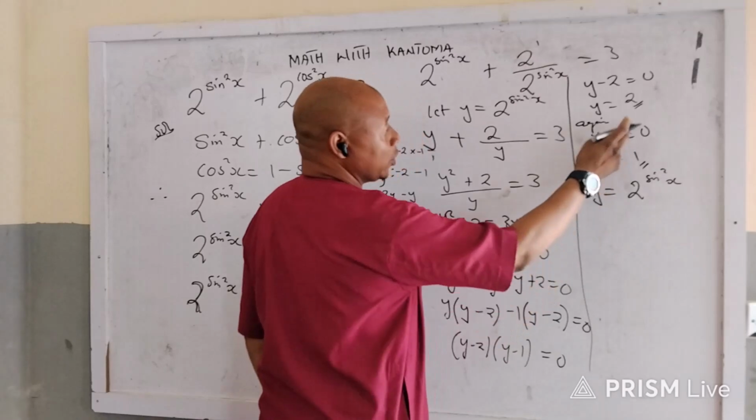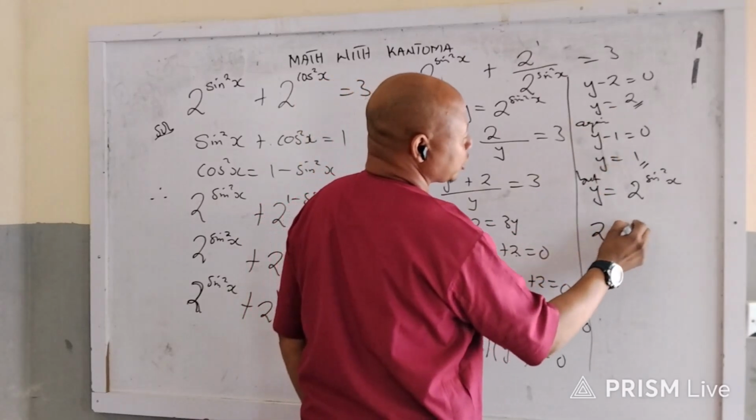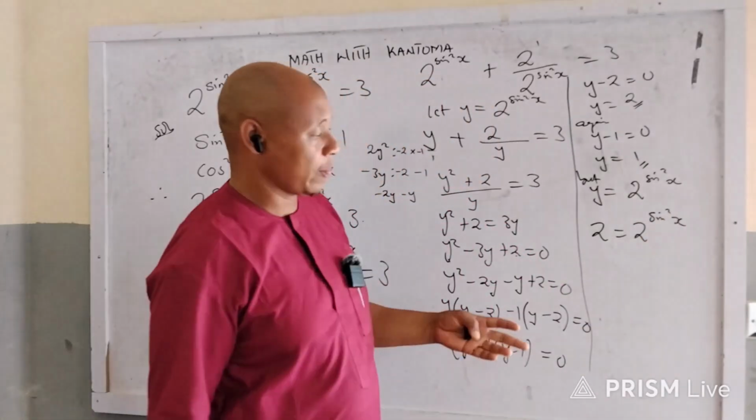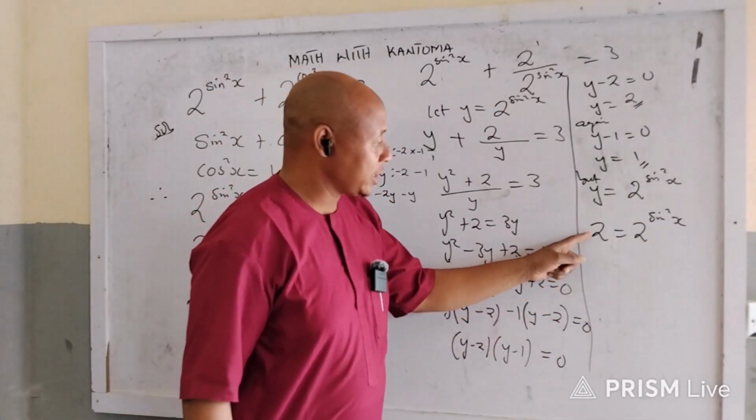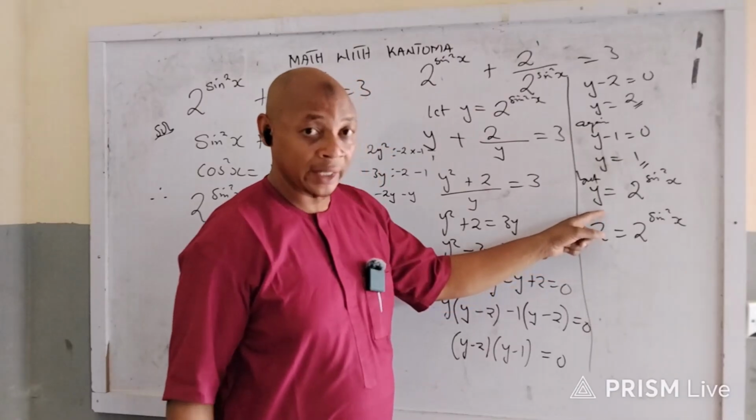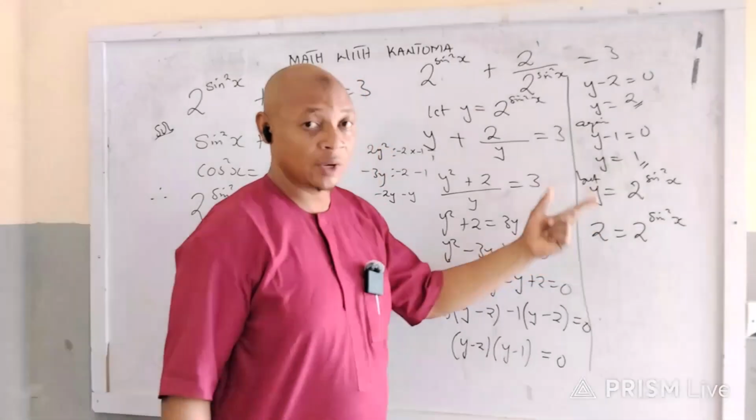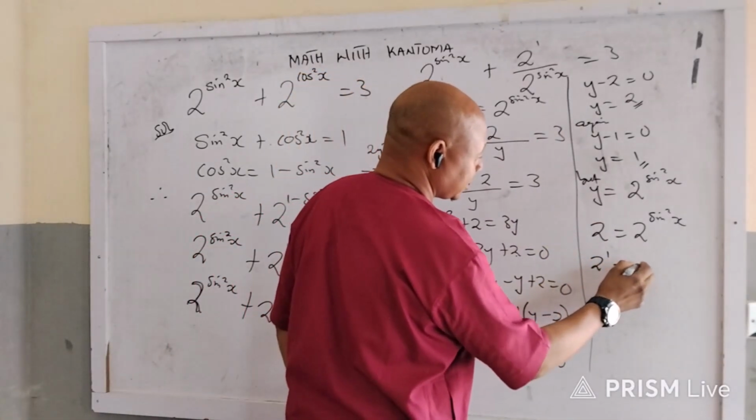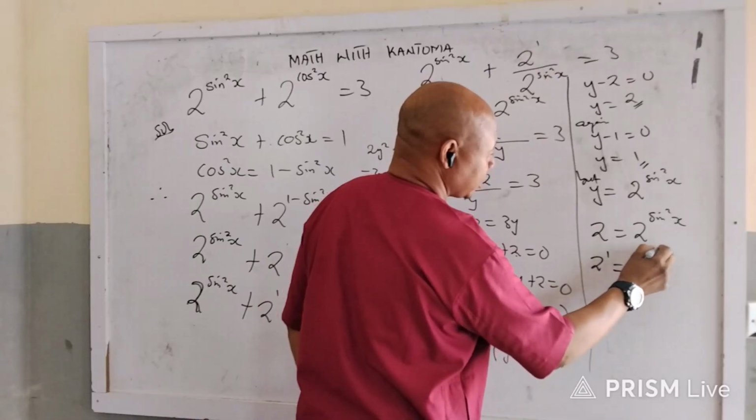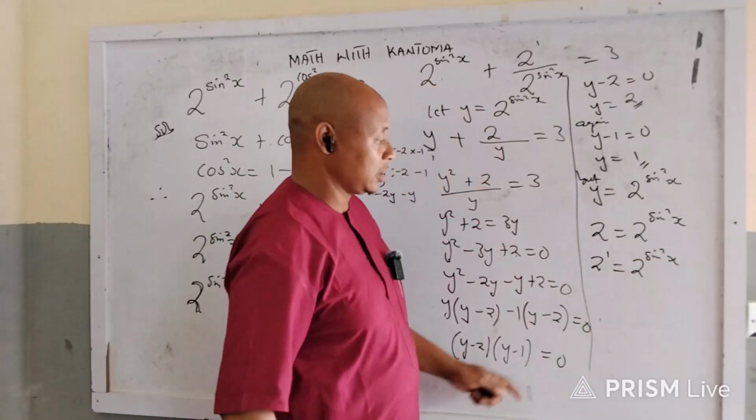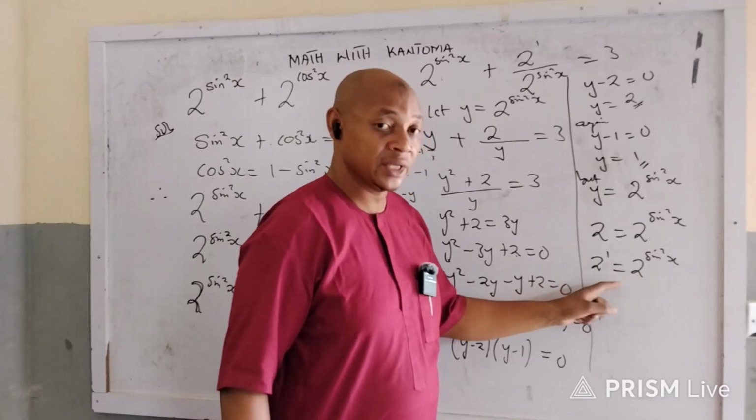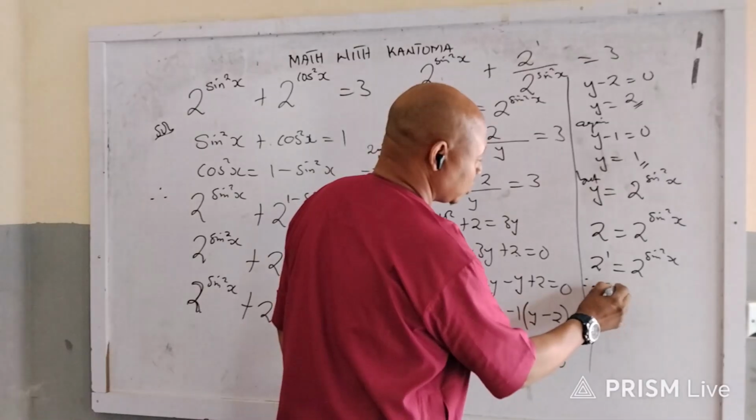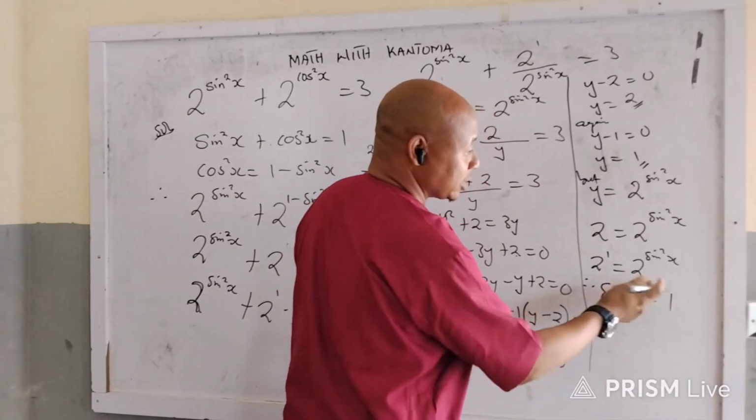So substitute for y. When y is 2, 2 is equal to 2 raised to the power of sine square x. Again, from the knowledge of indices, we know that any number has a power 1. This 2 has a power 1. 2 raised to the power of 1 is still 2. So mathematically, it didn't change anything. So 2 raised to the power of 1 is the same thing as 2 raised to the power of sine square x. And by law of indices, if the bases are equal, then the powers must be equal. So we are going to equate the powers now. Therefore, sine square x must now be equal to 1 since the bases are equal.